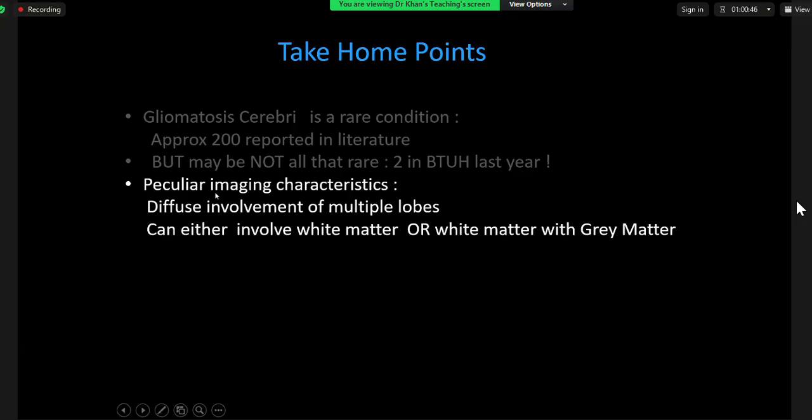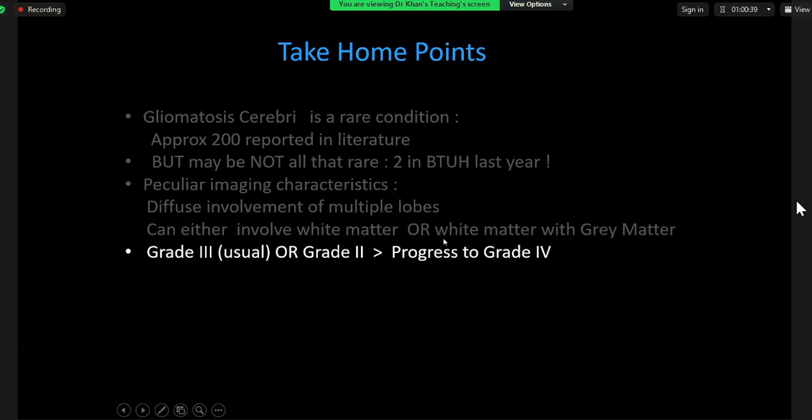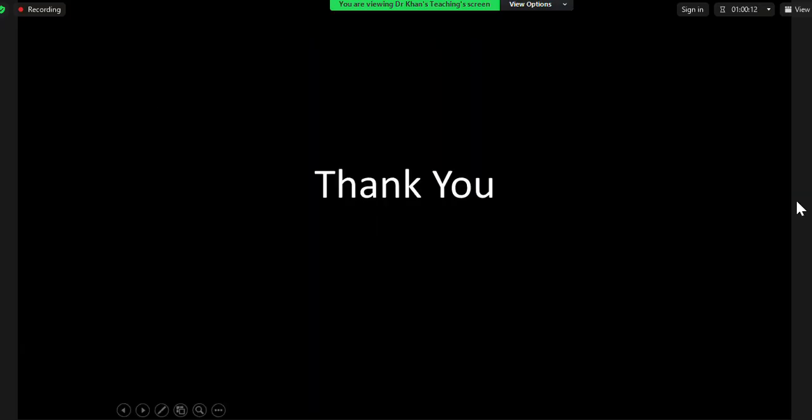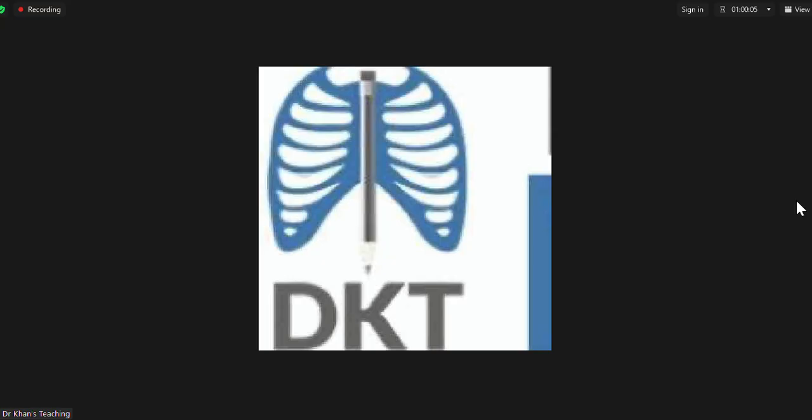So, peculiar brain imaging, diffuse involvement of multiple lobes can involve white matter as well as gray matter. Usually it is grade 3, but it can be grade 2 and it can progress to grade 4. Please remember, whenever you see diffuse abnormalities where gray matter and white matter is involved, keep it in your mind and correlate with clinical: viral encephalitis, demyelination, vasculitis. And this case, which I am showing you, is only a few weeks old in our hospital. And irony is that we saw another one within the last, I think, 2 months or so. So they come at times in pairs.